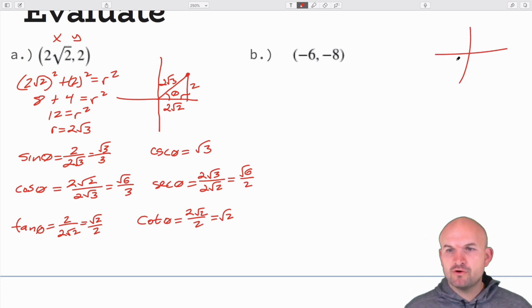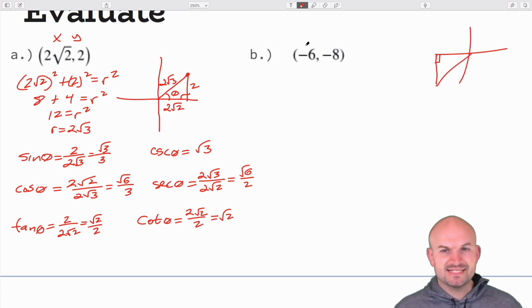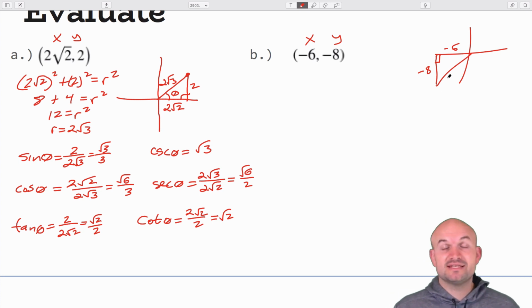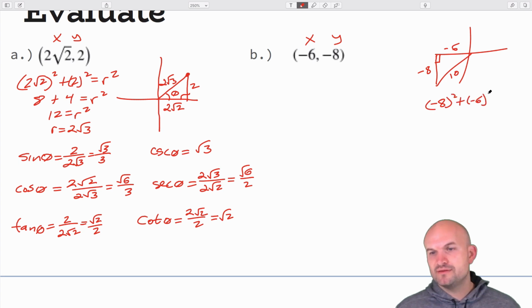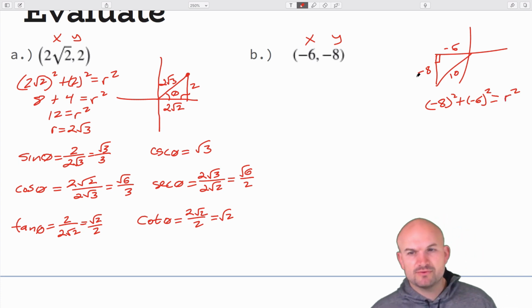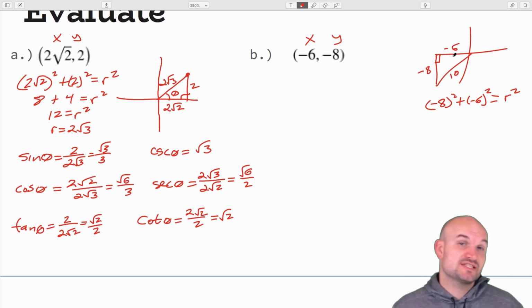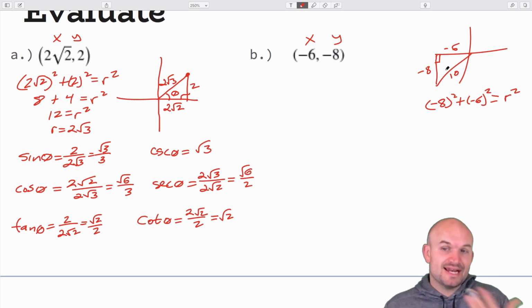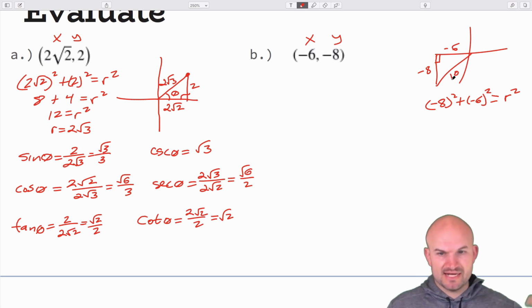The next one here, I have a coordinate point in the fourth quadrant. Again, you could draw it out if you want to, but we know it's in the fourth quadrant, right? The x and the y are both negative. So therefore, that's a -6 and that's a -8. All right. Well, hopefully you guys also recognize that this is a Pythagorean triple. So you could do the Pythagorean theorem if you need to. But hopefully you guys recognize that that hypotenuse is going to be 10. Because 8 squared is 64, plus 6 squared, 36. 64 plus 36 is 100. Square root of 100 is 10. And of course, it has to be positive because r is always positive.